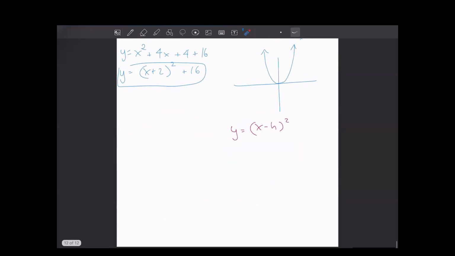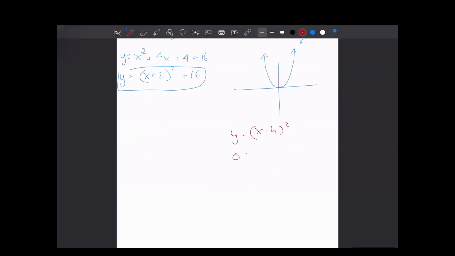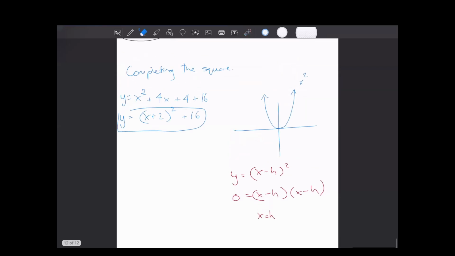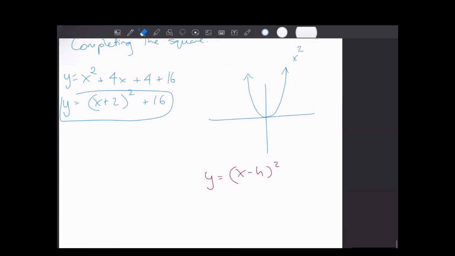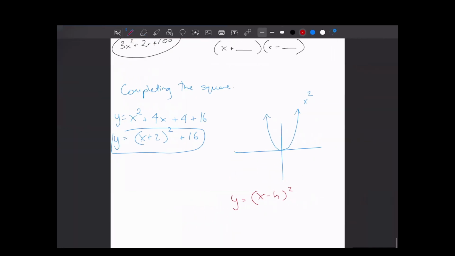So if y equals 0, this is like saying x minus h equals 0. So my x-intercept is what? It's x equals h. Does that make sense? Like if this was x minus 1 squared, my x-intercept is x equals 1. So the parabola would be wherever h is, it'll be to the right like this, right?